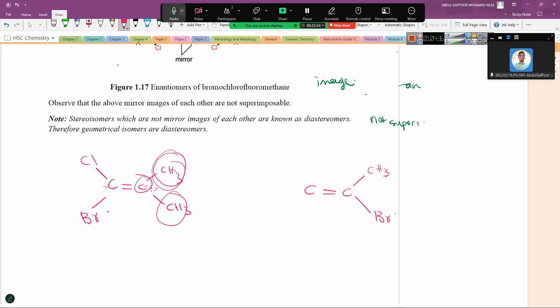So let's say this is Br, and here this carbon can again take CH3, and if this carbon takes CH3, the same carbon cannot take CH3 again. It should be something else. So let's say Cl. Now is this a diastereomer? Is this a diastereomer? Is this confusing? No. Is this a diastereomer?